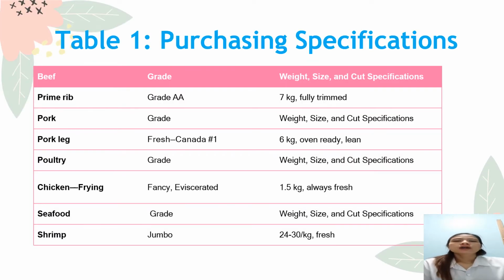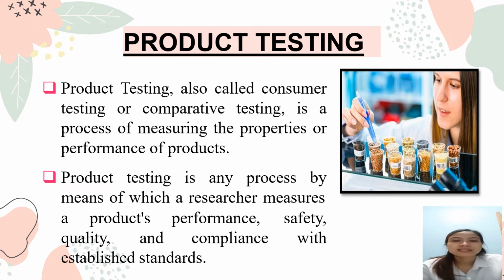So, for these slides, we have Table 1 for casing specifications. We have the beef grades, weight, size, and cut specifications. This table shows an example of a per case specifications sheet that might be kept in a commercial kitchen or receiving area. So, we have the product testing.